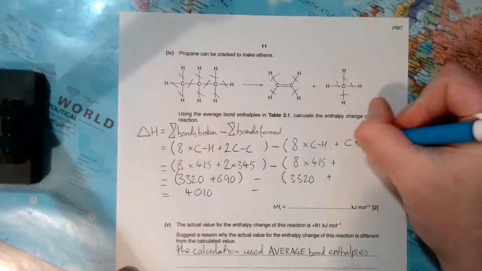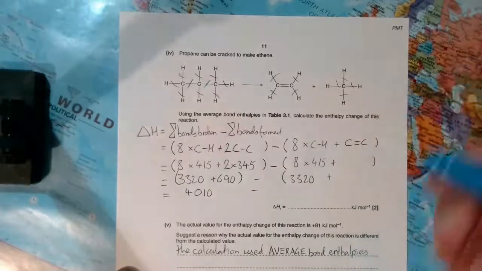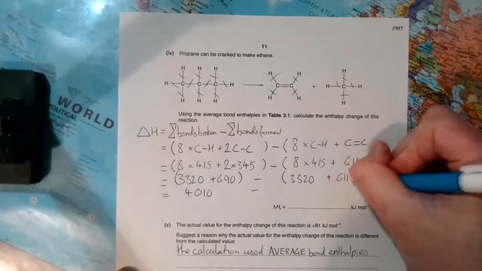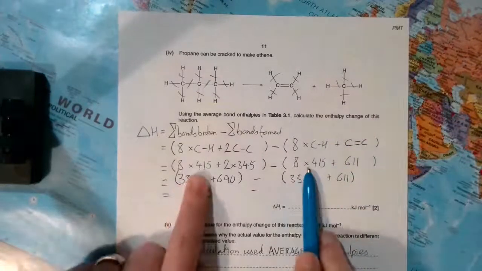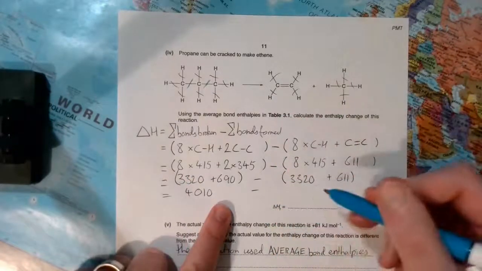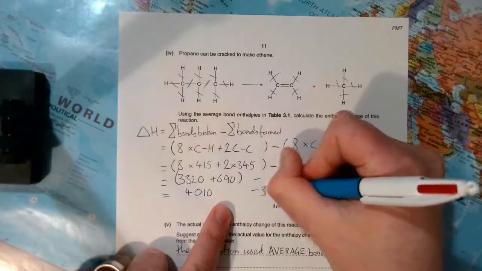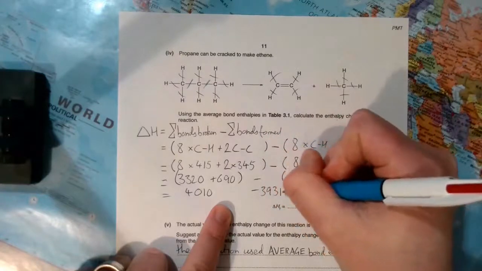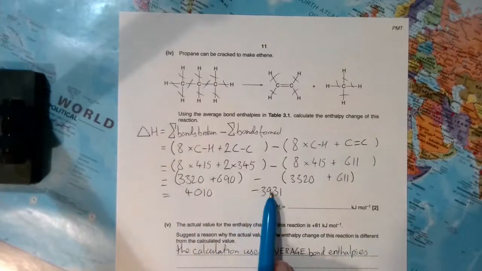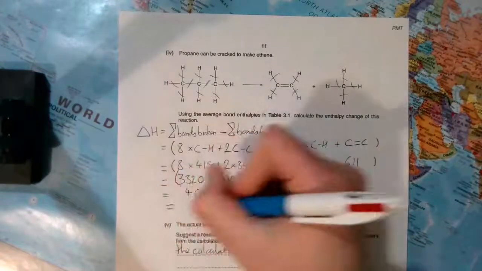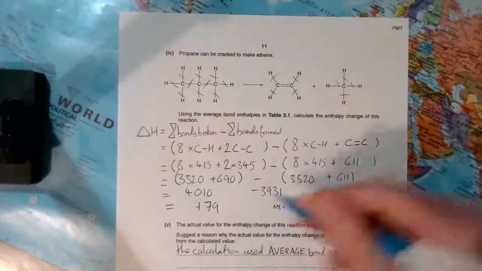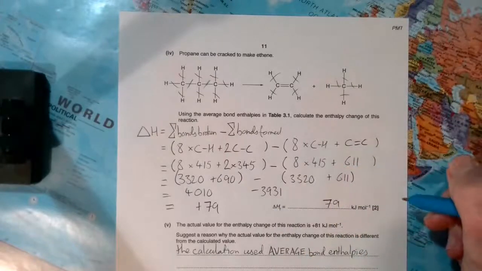There's one carbon-carbon double bond, which if we go back to our table over the page was 611. So 3,320 again for making 8 of the CH bonds. So the total for that is 3,931. If you note, you're having to put more energy in than is given back out. So therefore this is going to be an endothermic process. So that's plus 79. Sorry, I should have written it there.